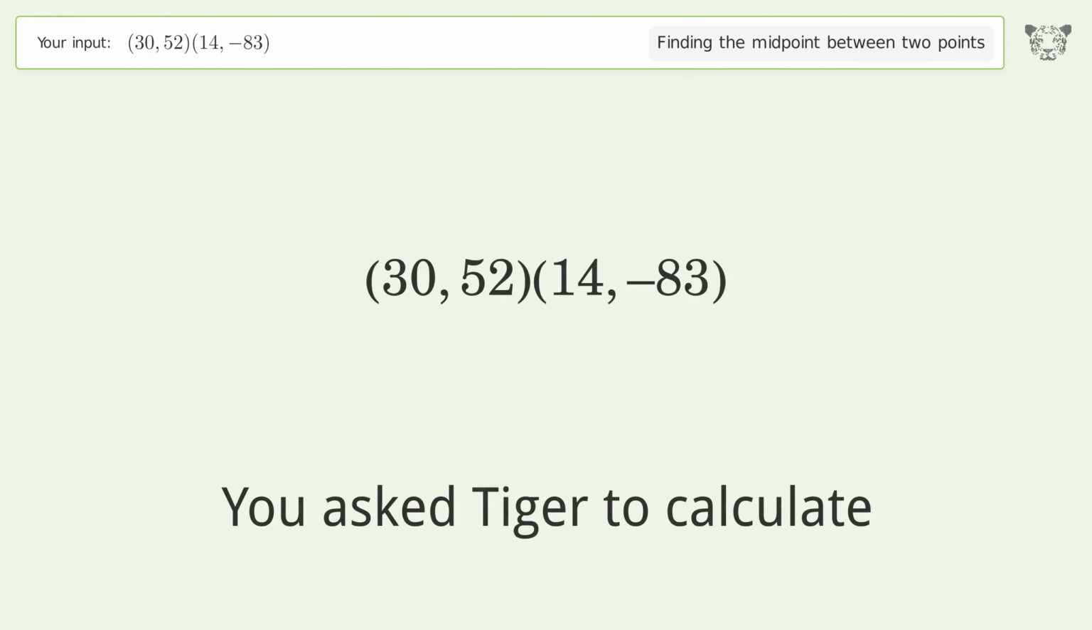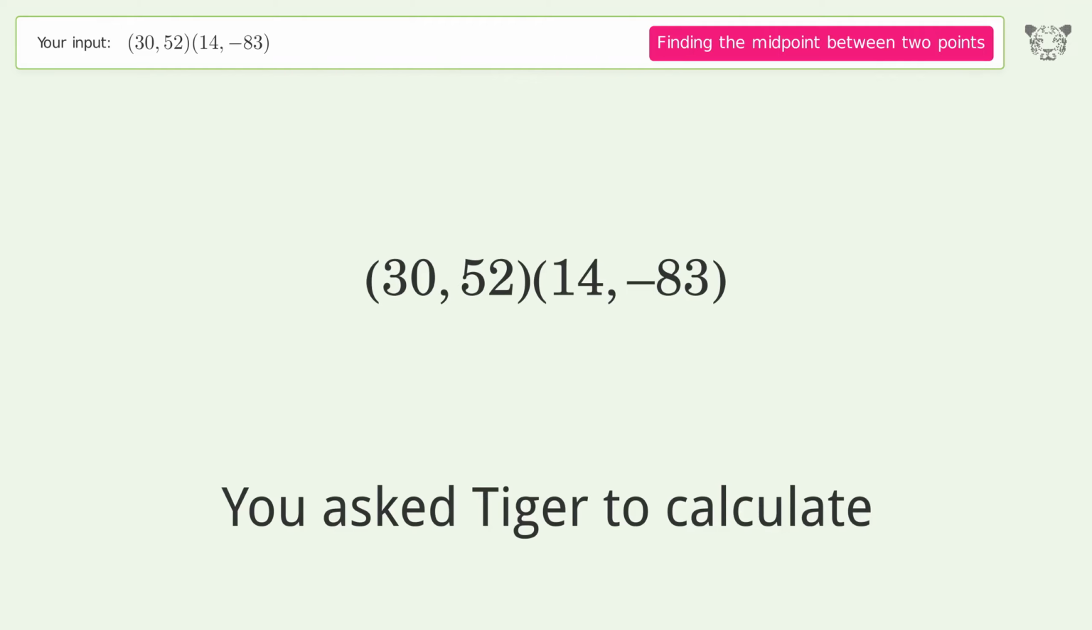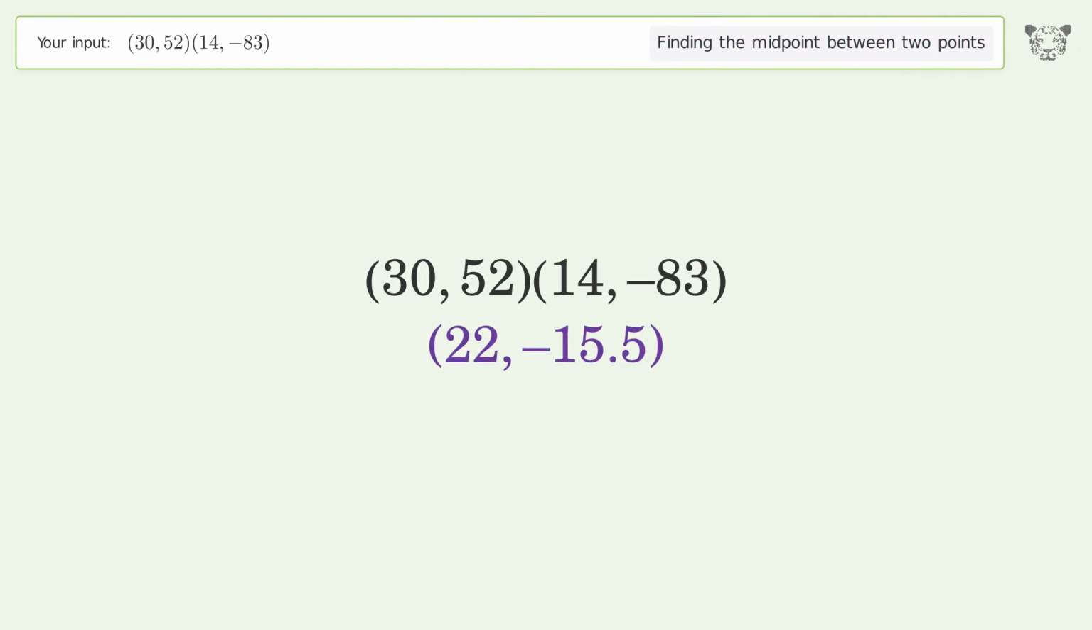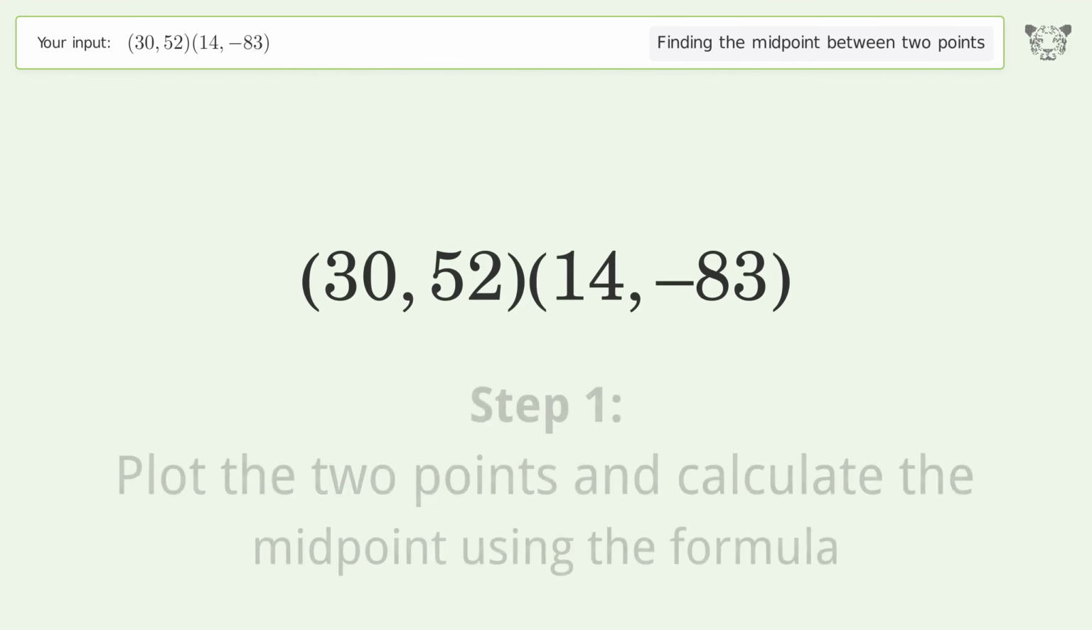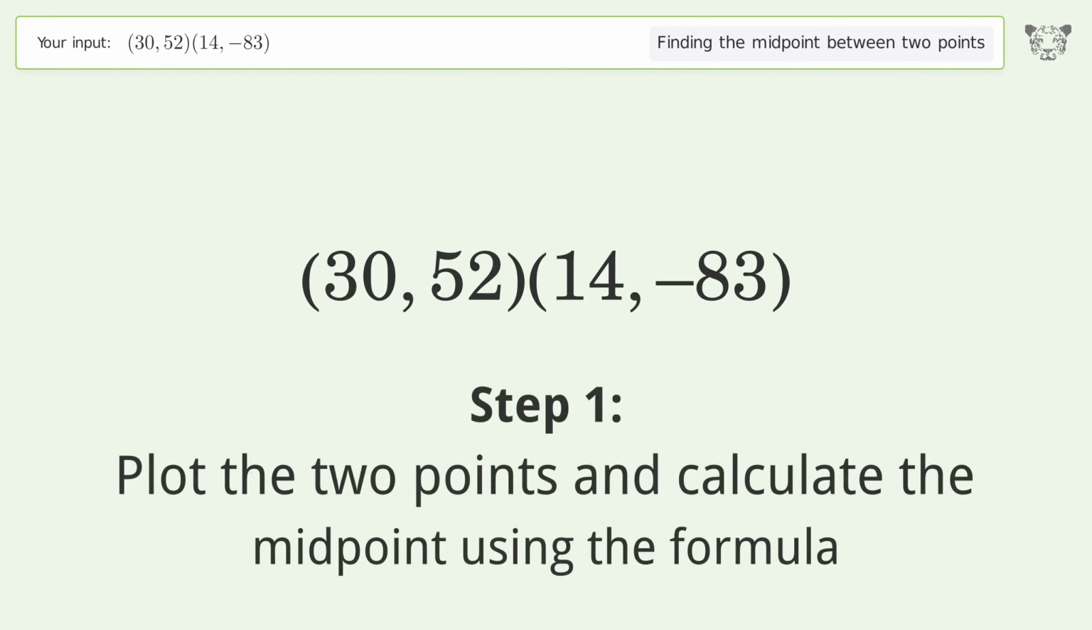You ask Tiger to calculate. This deals with finding the midpoint between 2 points. The midpoint between the 2 points is 22, negative 15.5. Let's solve it step by step. Plot the 2 points and calculate the midpoint using the formula.